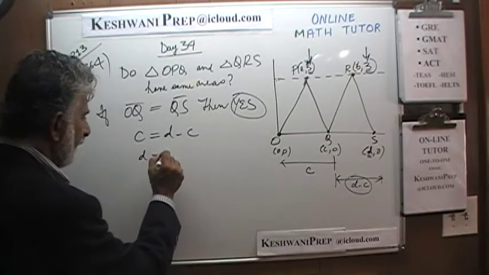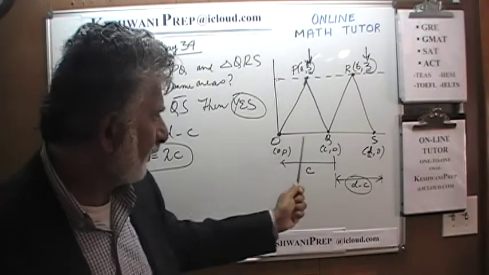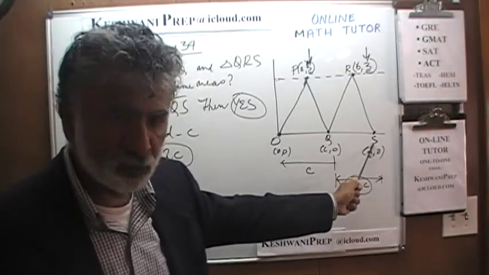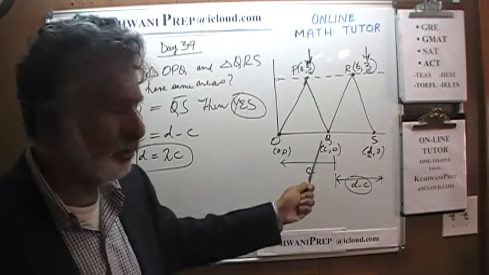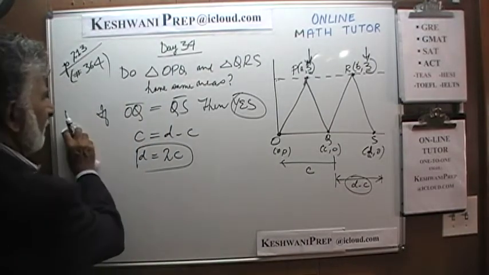which in turn means that if we can prove that this distance from O to D is twice the distance from O to Q, then we are done. I'm explaining way too much. Let's see what they tell us. That was too much explanation.